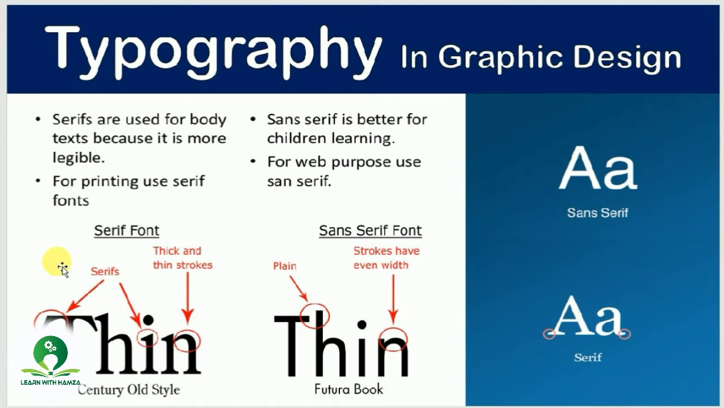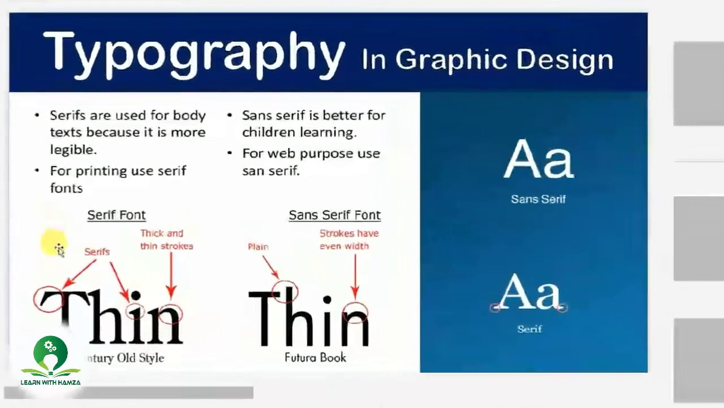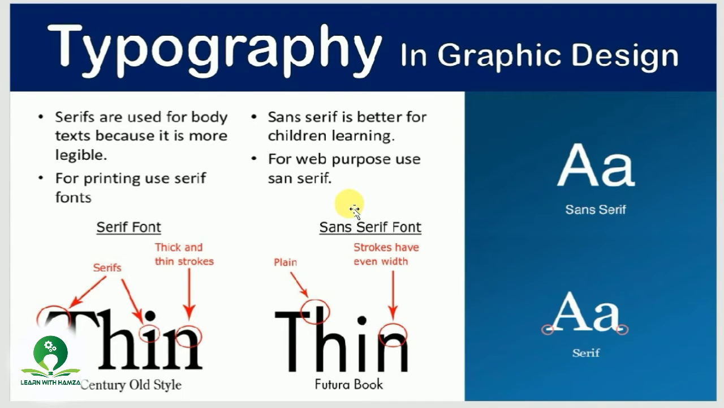So serif fonts are basically those fonts that have thin and thick strokes and lines at their edges, while a sans serif font is that font which has strokes of even width and there are no lines at their edges. The end points of the letters are plain, as you can see here. So this is a sans serif font and this is a serif font. Sans serif font is better for children learning, and for web purposes we mainly use sans serif font.